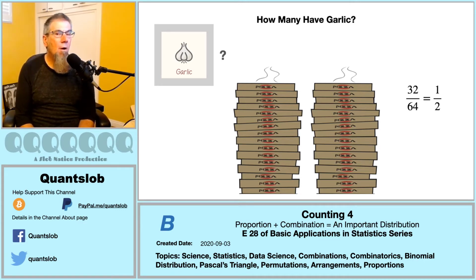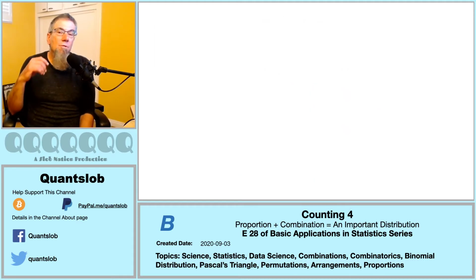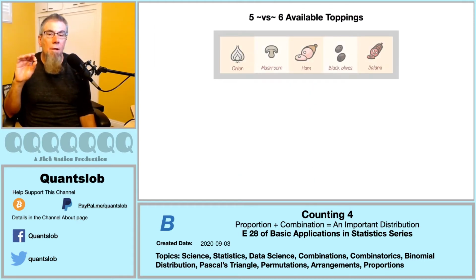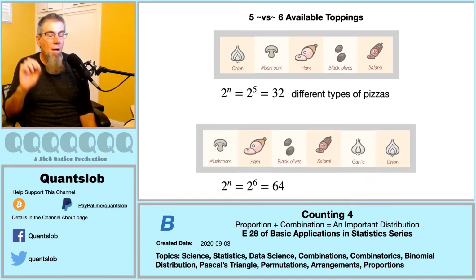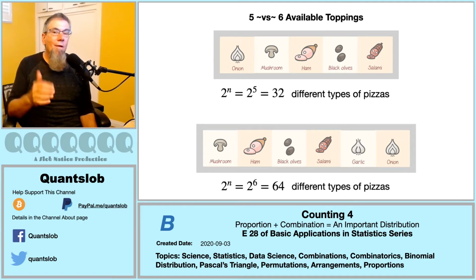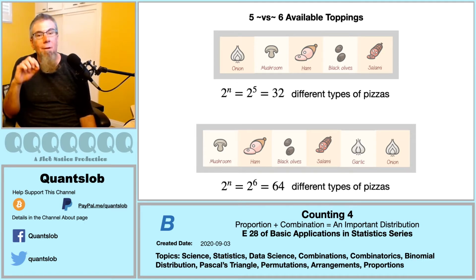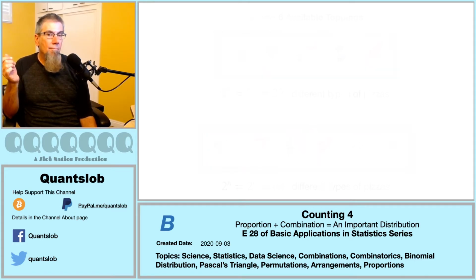So is this obvious? Well, we can kind of come to understand why this works by noting that if we exclude garlic originally so that we have only 5 available toppings, there are 2 to the 5th, or 32 total pizzas we can make. And if we add another topping, garlic for example, as we already know, there are 64 total pizzas we can make. Therefore, it is fairly reasonable to understand that 32 of these pizzas, or 1/2 of the 64, have garlic.